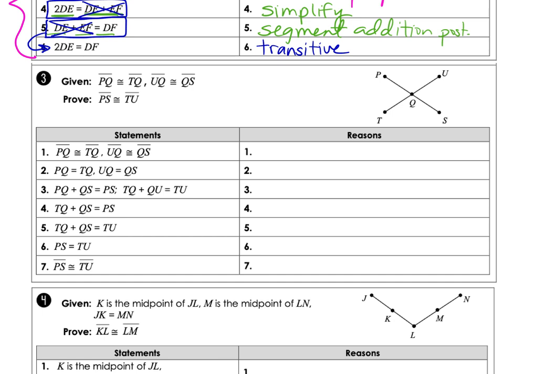Given two things: PQ congruent to TQ and UQ congruent to QS. Prove, so think about what that's saying right now. Given that PQ is congruent to TQ, and given that UQ is congruent to QS, notice those markings. That's a big deal. You got to make sure you mark them appropriately. Prove to me that PS, so this whole piece, is congruent to this whole piece. The whole thing is congruent to the whole thing.